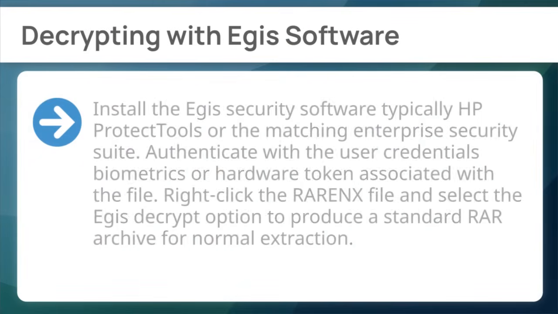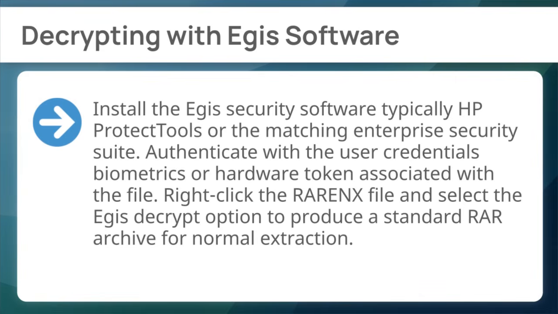First, decrypting with Egis software. Install the Egis security software, typically HP ProtectTools or the matching enterprise security suite. Authenticate with the user credentials, biometrics, or hardware token associated with the file. Right-click the RARENX file and select the Egis Decrypt option to produce a standard RAR archive for normal extraction.